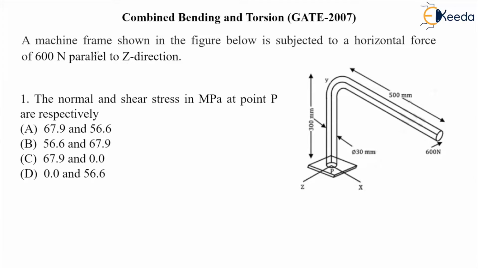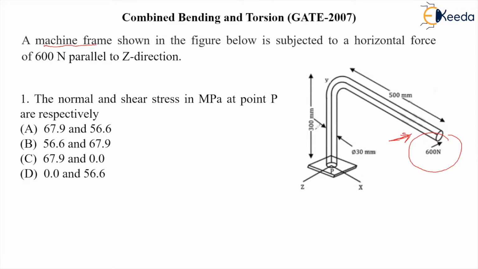There is a machine frame. The machine frame is given to us with the loading like this. A 600 Newton load is applied in the Z direction. This is our Z direction, so opposite to the Z direction means the negative Z direction. The 600 Newton load is applied.